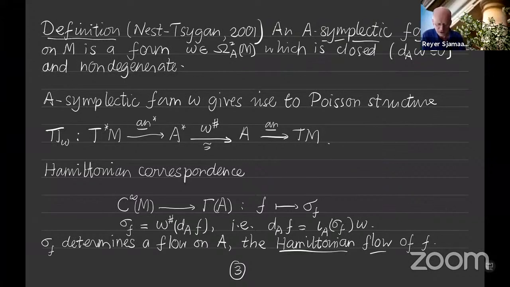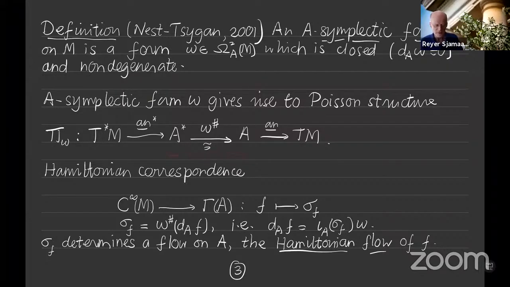Now, for any vector bundle, you can talk about a symplectic structure on the vector bundle. But now, if you have a Lie algebroid, it makes sense to require that that symplectic structure is closed. And I will call that an A-closed form, an A-symplectic form on the manifold. So it's a two form of that Lie algebroid, degree two, which is closed in the Lie algebroid sense and which is non-degenerate.